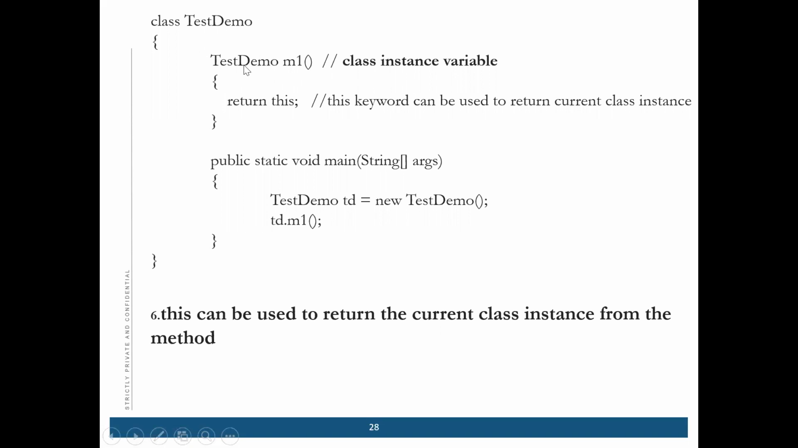Okay, this is the return type. Now we can return this. So the this keyword can be used to return the current class instance. So this is the way of returning the current class instance. Okay, and then again we are creating one object and we are calling this method. So there's no output.